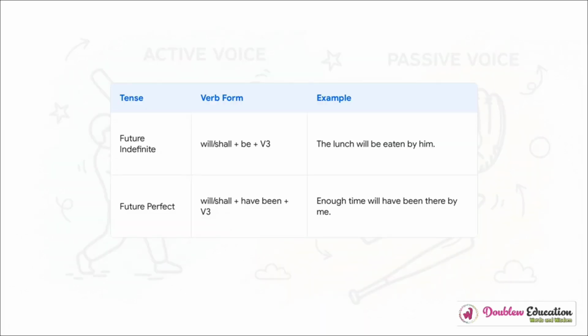And finally, we have the future tense. For a simple future sentence like "he will eat lunch," you just add be plus that third verb form. "The lunch will be eaten." And for future perfect, it becomes will have been. Seriously, feel free to pause and take a screenshot of these last 3 slides. They are going to be your best friends for the exam.